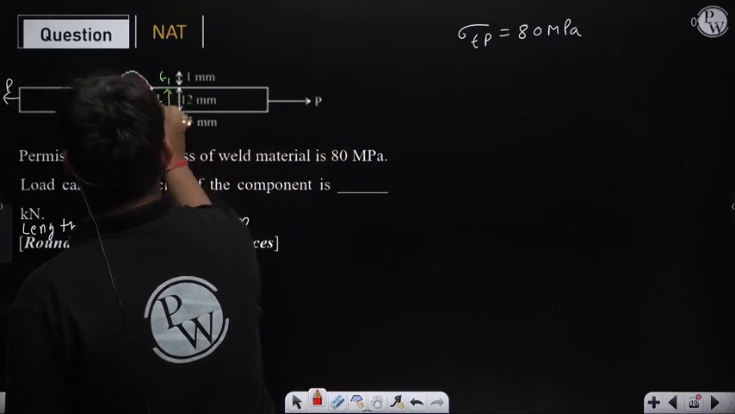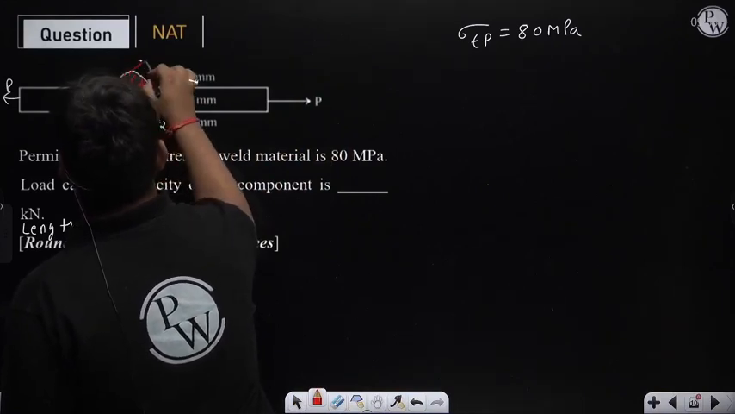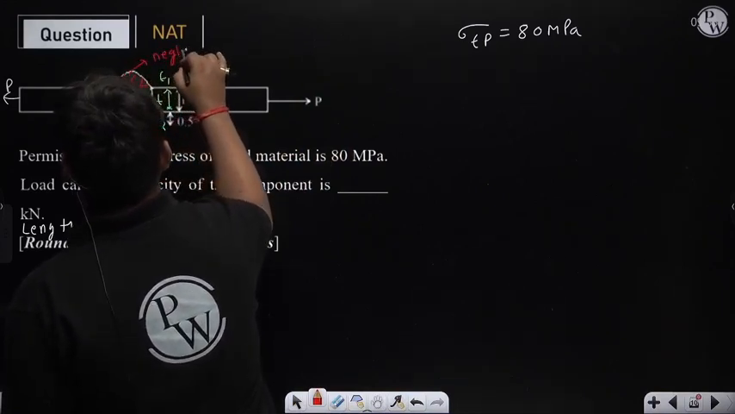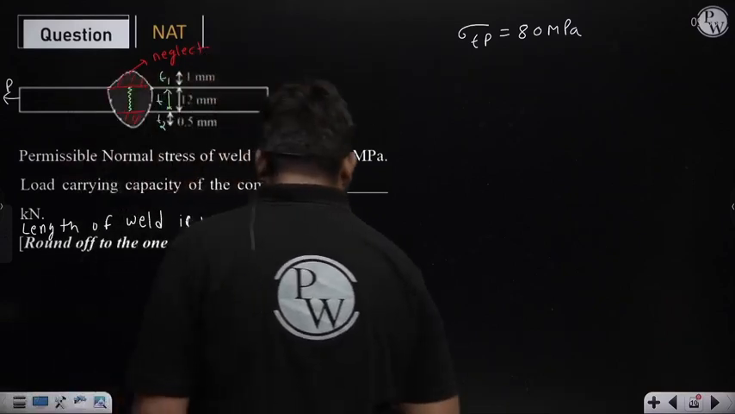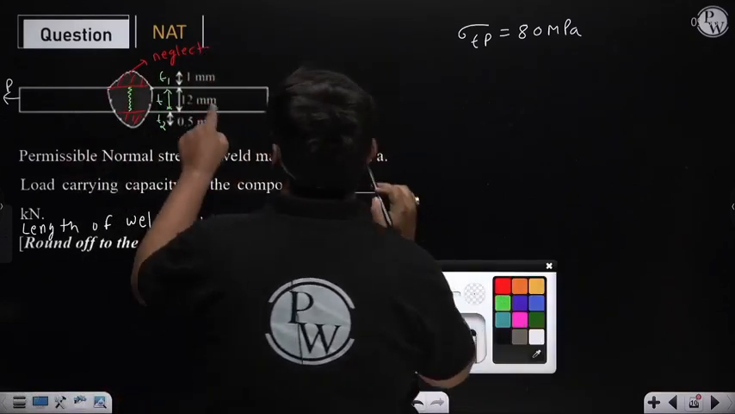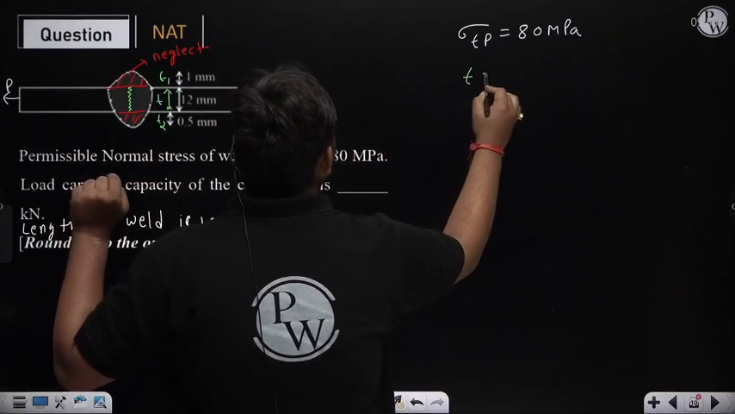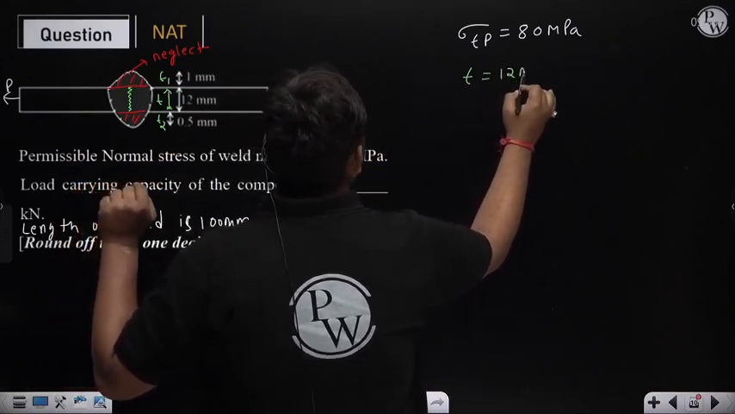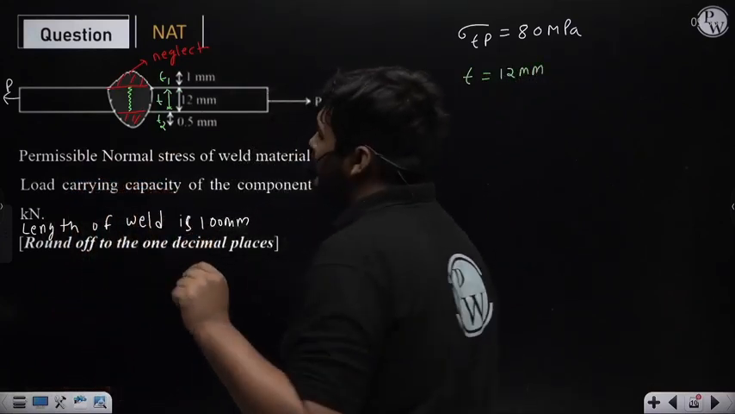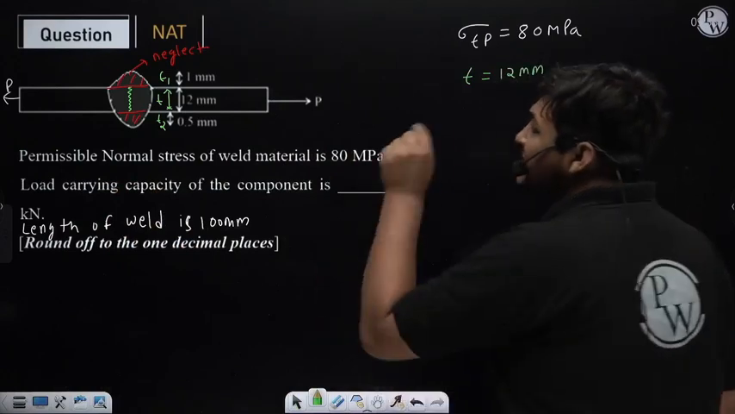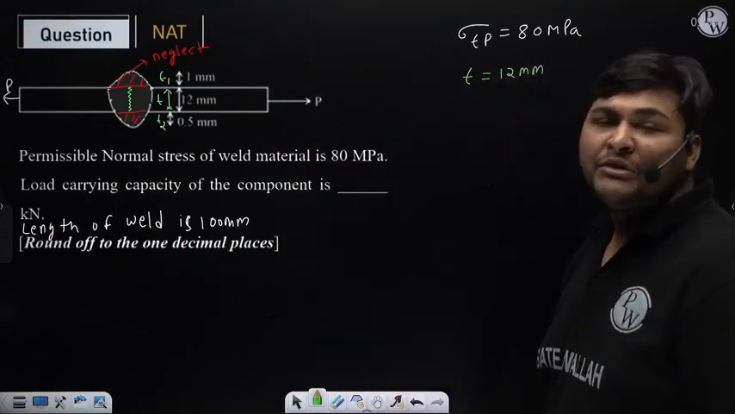We'll neglect this part which is outside of this plate. We'll neglect this red part. Now if we neglect this red part, effective thickness is equal to 12 mm. So the first important point is that the effective thickness of this weld is 12 mm. Now in this plane, which type of stress will be induced?